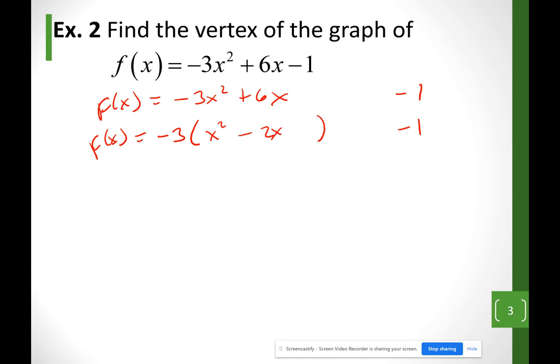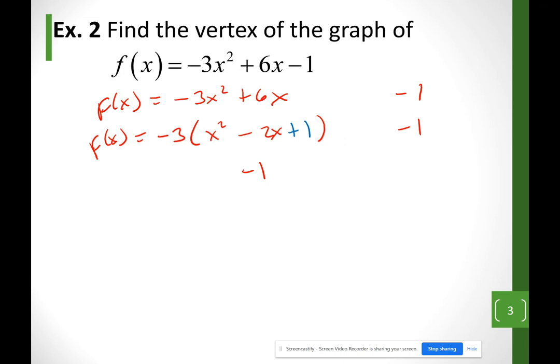Okay, my first number is a 1, which is good. Then I ask myself, what's the half of negative 2? That's a negative 1. Square it. Negative 1 times negative 1. Right, because I'm going to square that. That gives me a plus 1. But when I add something, I must make sure that I subtract it.